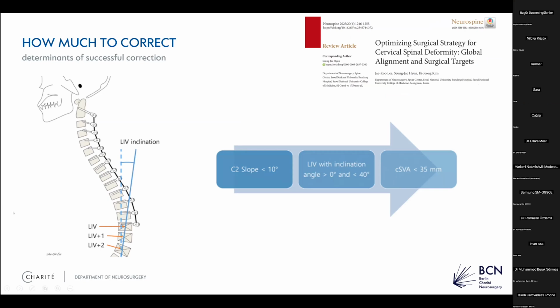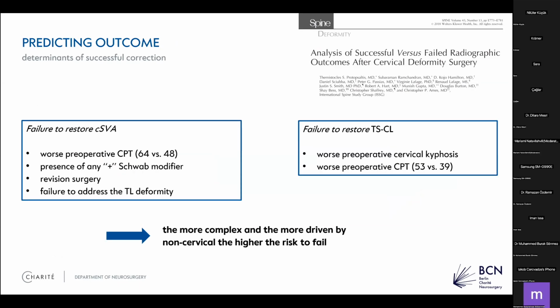So this is a paper that has defined other target parameters. It's a very recent paper from last year. Here the C2 slope would be normalized to less than 10 degrees, and the plumb line should be less than 4 centimeters. So every group and every publication is trying to define target parameters that help you understand how much you have to correct if you're aiming for cervical deformity correction.